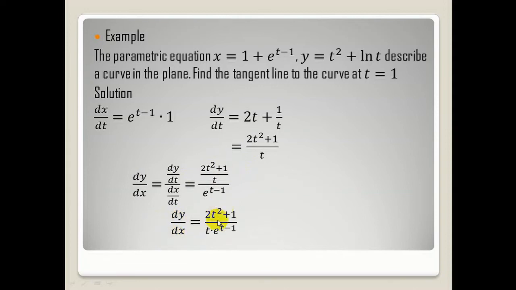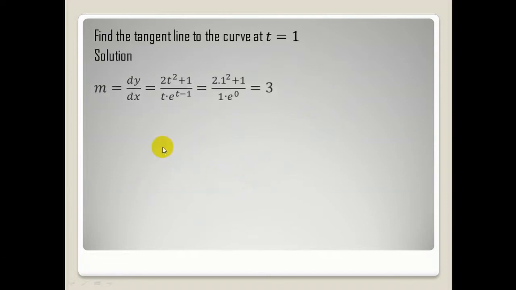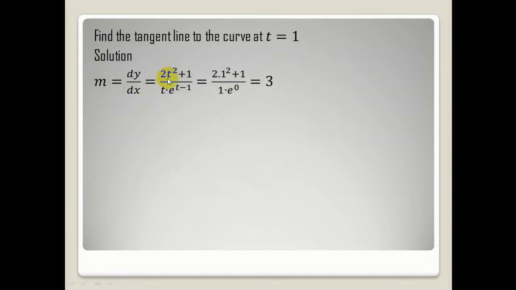Okay. They ask to find the tangent line to the curve at t equal 1. So what you need to find first is the slope. First things first, you can find the slope, because the derivative from the previous step is 2t squared plus 1 over t times e to the power t minus 1. So you need to substitute t to be here. So the slope is 3.